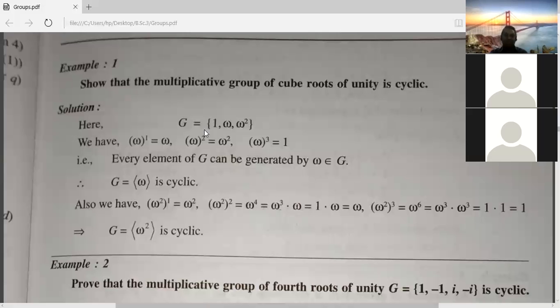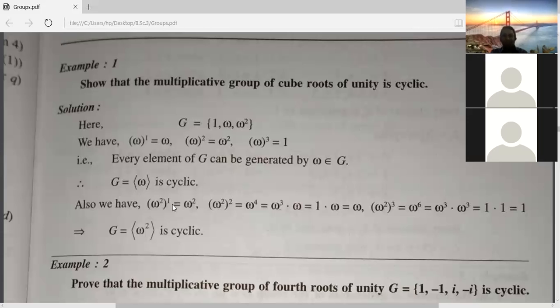Now here you see G is equal to {1, omega, omega square}, and the elements of G you are expressing as powers of omega. Omega to the power 1 is omega, omega square is omega square, and omega cube is 1. That is, every element of G can be generated by omega, and every element of G is expressed as a power of omega. Now what can we say? G is equal to the group generated by omega. That means G is generated by omega, or omega is the generator of G. Therefore, G is cyclic.